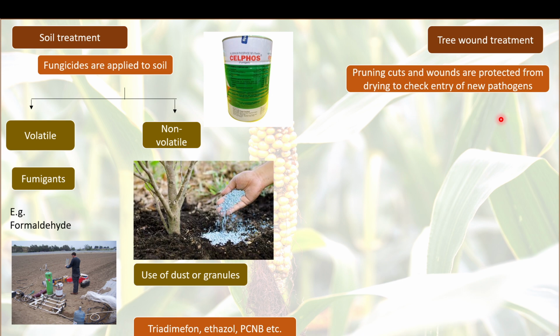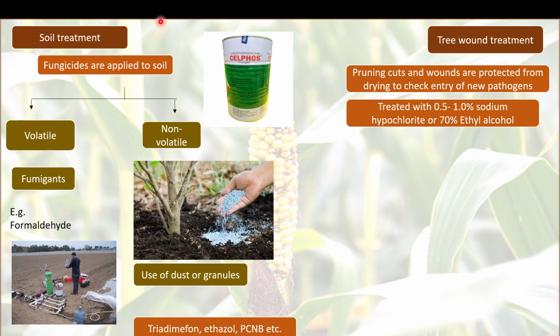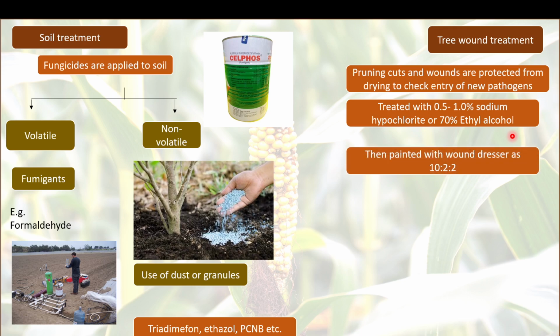So when you cut the part of your plant, you will find that the part is more exposed to the outside environment, and therefore this becomes a place where a pathogen can start entering, right? So you have to check that, you have to remove all the possibilities. So that pruned or cut part is treated with 0.5 to 1% sodium hypochlorite or 70% ethyl alcohol, then painted with wound dresser in the ratio 10 to 2 to 2, right? So you have to use a kind of wound dresser.